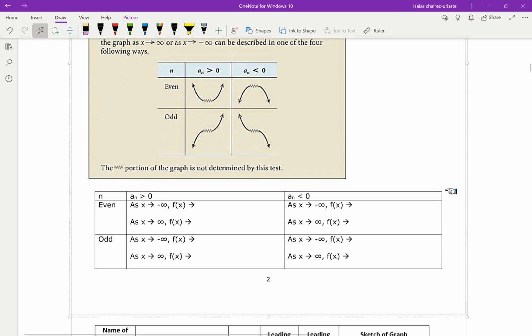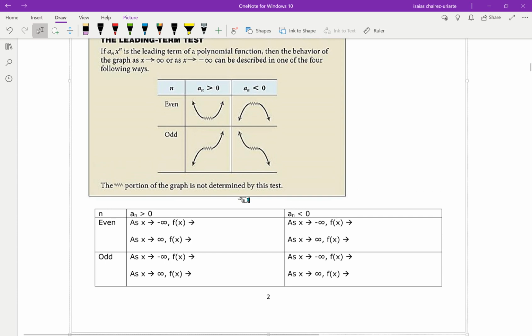All right, so let's complete this next little table here. Assume that you're dealing with an even degree polynomial and that the leading coefficient is positive. As x goes to negative infinity, what happens with my y values? Remember, f of x just means y. So as x goes to negative infinity, if my x's go forever to the left, it looks like my y values are going up.